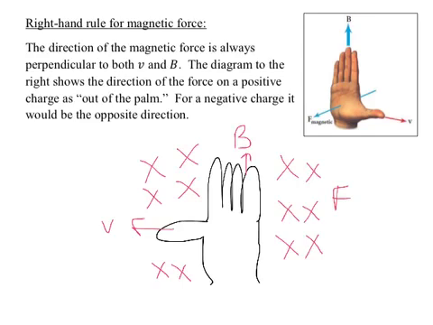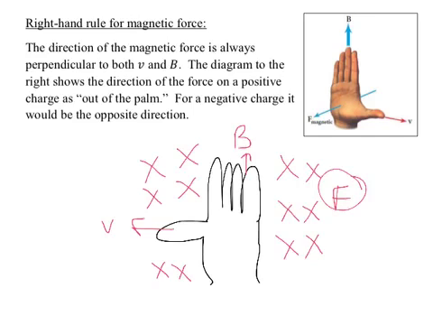Why do we call that into the page with X's? Because think about darts. If you were to throw darts, you would see X's from the tails, the little feathers at the end of a dart. If a dart were coming out of the page towards you, you would see a dot, the tip of the dart coming at you. So if there are dots, it means out of the page. If there are X's, it means into the page. And that's the force in this case.